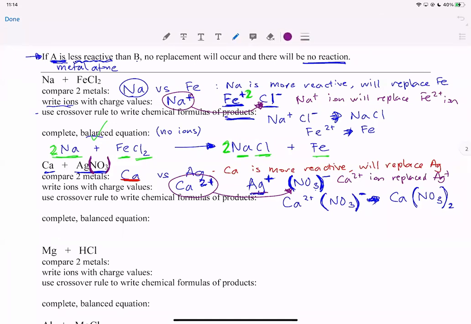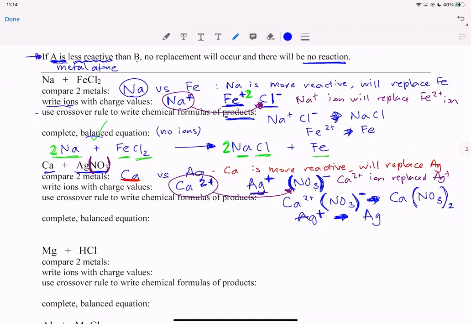So what happens to that silver ion? What happens to Ag+? Well, it's by itself, and when you have an ion alone, it does not stay with the positive charge. It becomes just the metal alone with no charge, so just Ag.